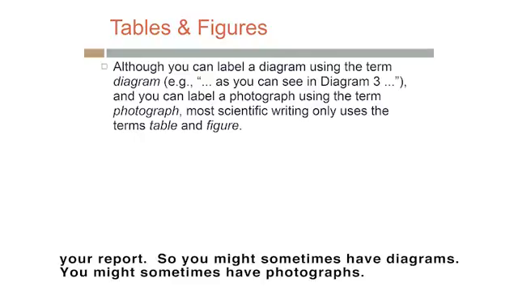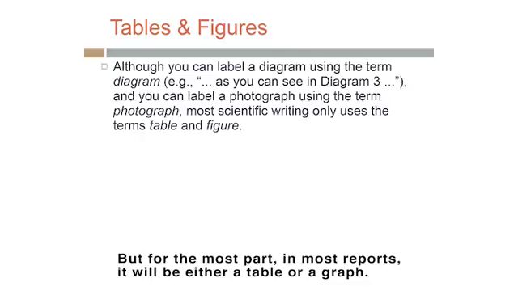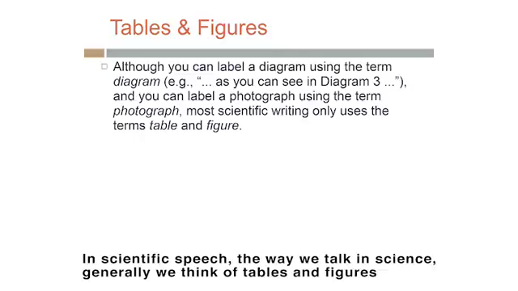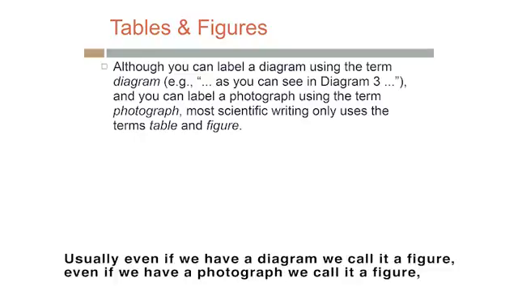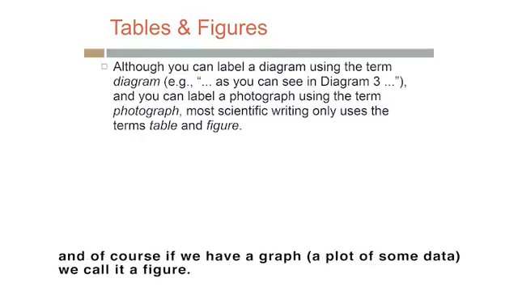So you might sometimes have diagrams, you might sometimes have photographs, but for the most part, in most reports, it will be either a table or a graph. Well, in scientific speech, in the way we talk in science, generally we think of tables and figures, where a figure is, well, any visual thing that's not a table. So usually, even if we have a diagram, we call it a figure. Even if we have a photograph, we call it a figure. And of course, if we have a graph, a plot of some data, we call it a figure.